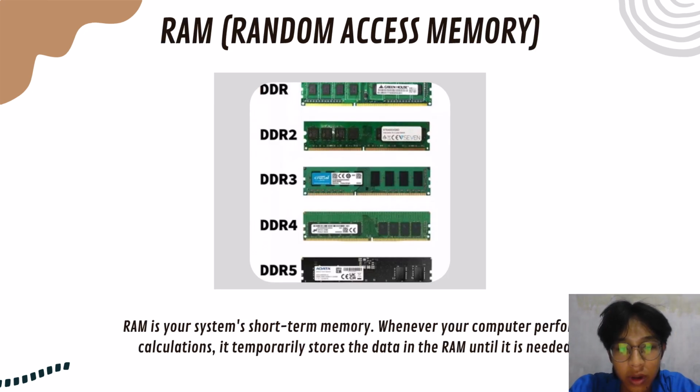Random access memory. RAM is your system's short-term memory. Whenever your computer performs calculations, it temporarily stores the data in the RAM until it is needed. The short-term memory disappears when the computer is turned off. If you are working on a document, spreadsheet, or other type of file, you will need to save it to avoid losing it. When you save a file, the data is written to the hard drive, which acts as long-term storage.